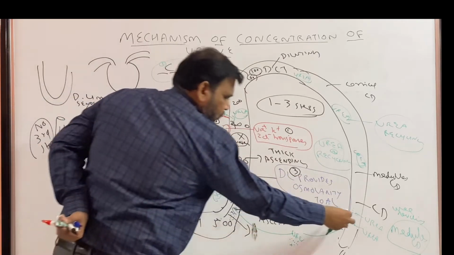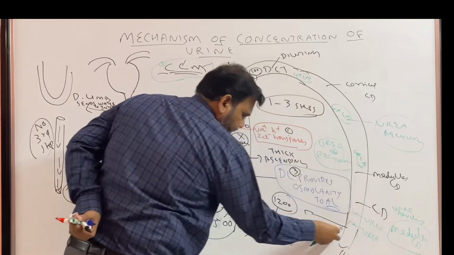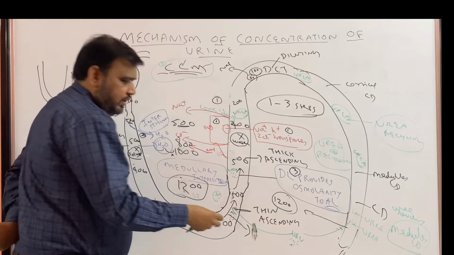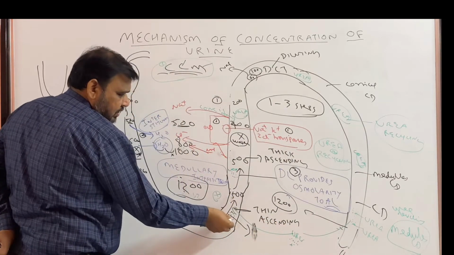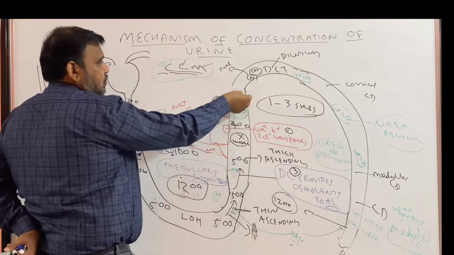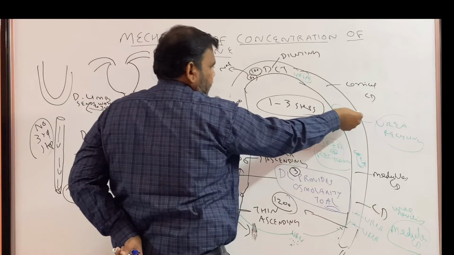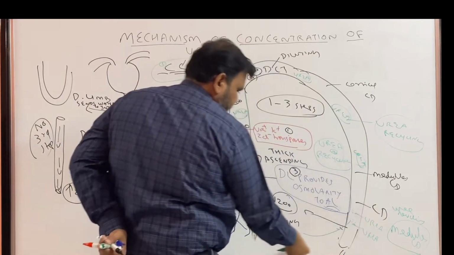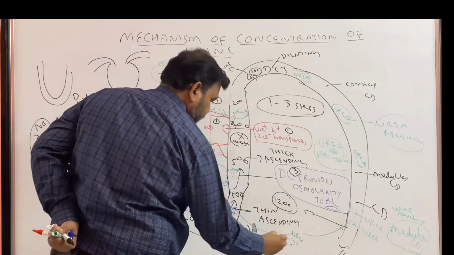See here, the urea from the medullary collecting duct is reabsorbed through the urea transporter. It enters into the ascending limb of the loop of Henle, and goes to the distal convoluted tubule, the cortical collecting duct, the medullary collecting duct, and is again reabsorbed. So this is a cycle, you can see here.